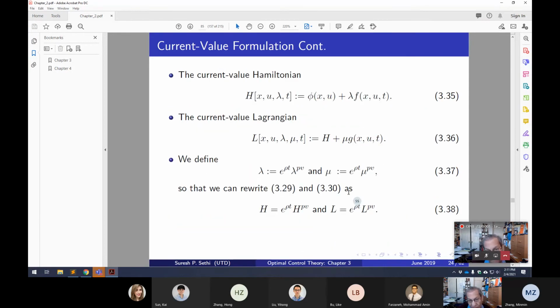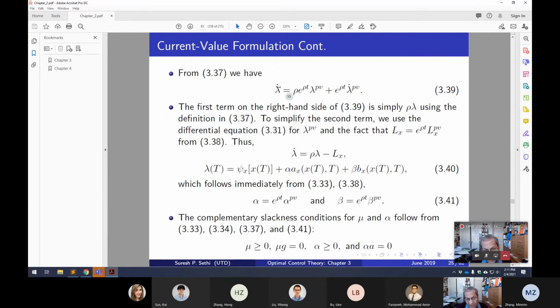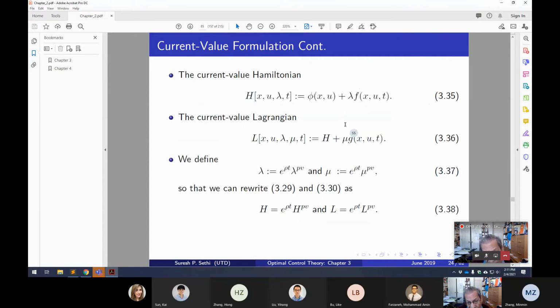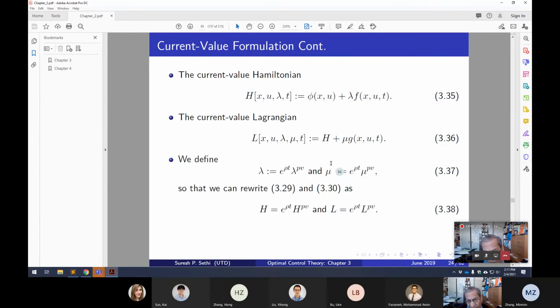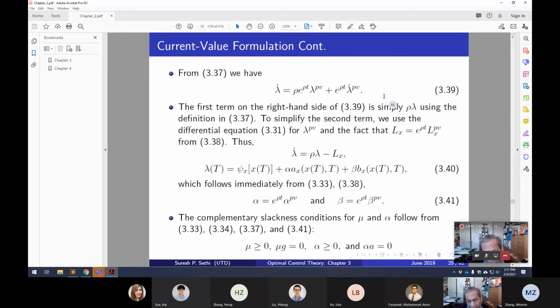Now, once we have this lambda, I can do lambda dot. So I take the derivative of this lambda, I get lambda dot, and lambda dot is easy to do. And lambda dot PV I already have from here. It's from here somewhere, right here. So I can write that. And when I do all that, it's an easy translation. I get this.